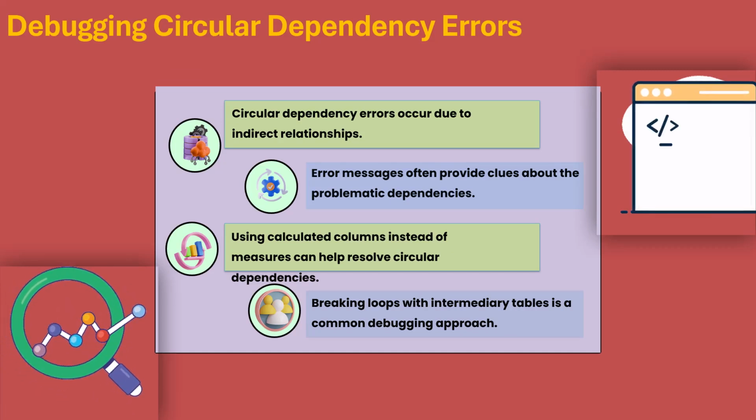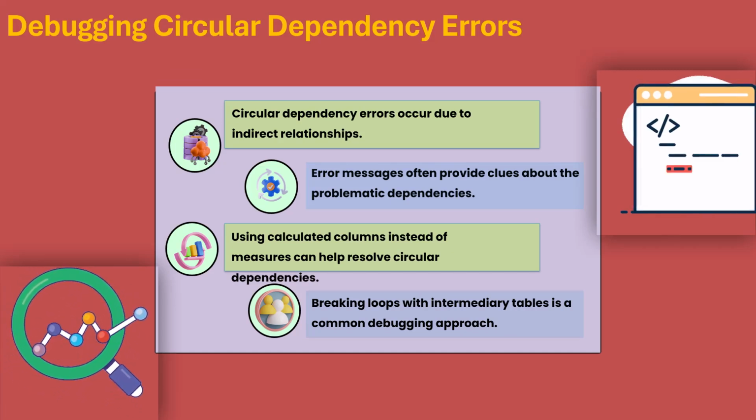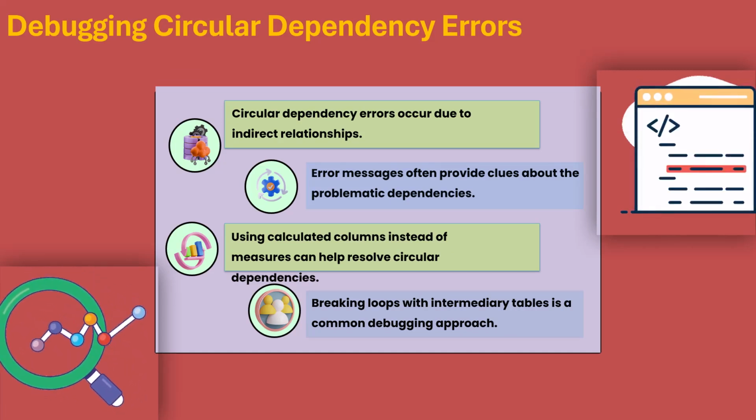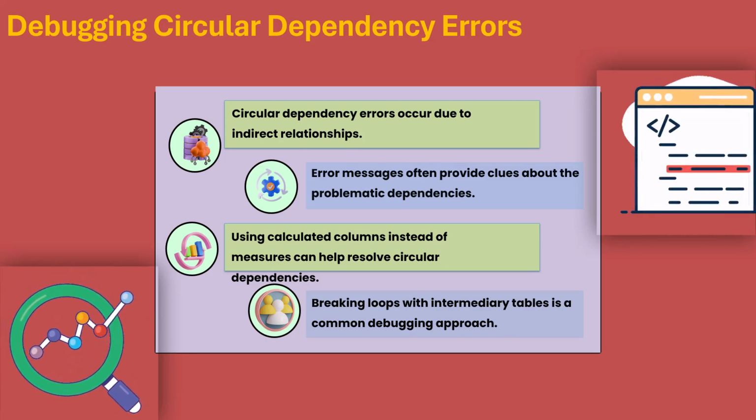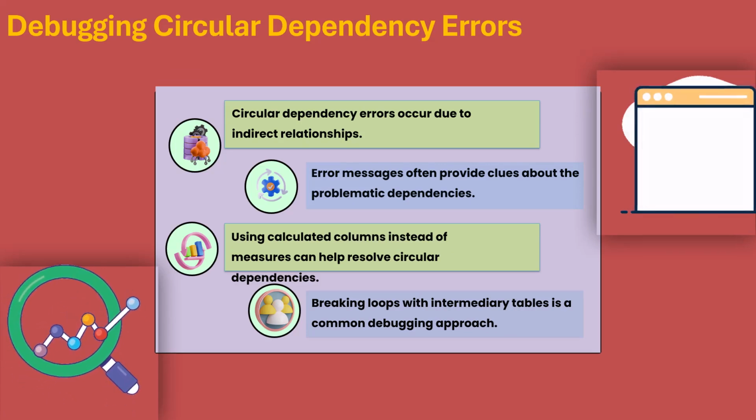Circular dependency errors can feel like chasing your own tail. You fix one thing and suddenly two others break. Fortunately, error messages often drop subtle hints about where things went wrong. Sometimes switching from measures to calculated columns can solve the puzzle. And if nothing works, break that loop with an intermediary table. Debugging is frustrating, but hey, it's also the best way to level up your DAX skills.